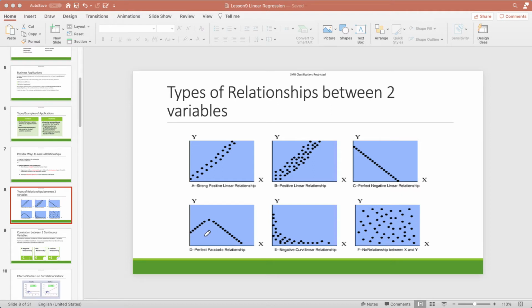And what about this one? This one is called a parabolic relationship, and this is not a linear relationship. This is called a curvilinear relationship. You can explain this with the help of a curve. And how about this specific graph? Here you see that there is no relationship. This is what is known as a random distribution of data, where x and y do not have a relationship at all.